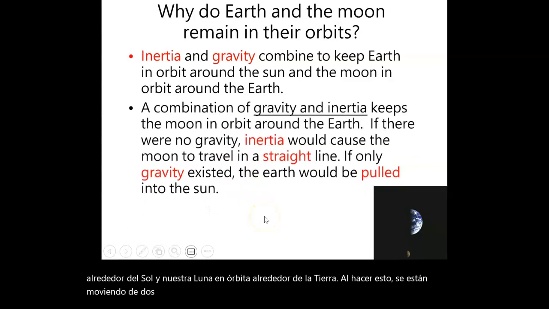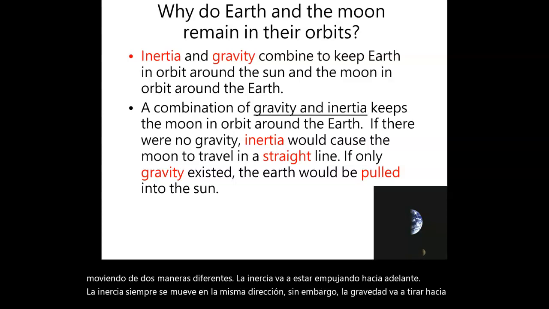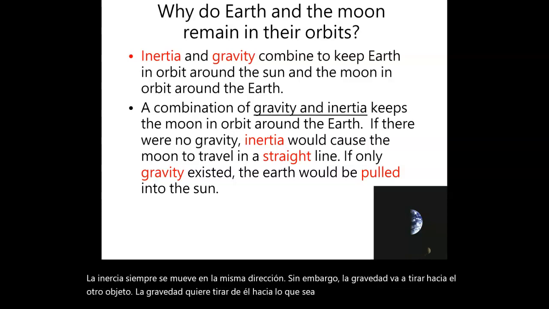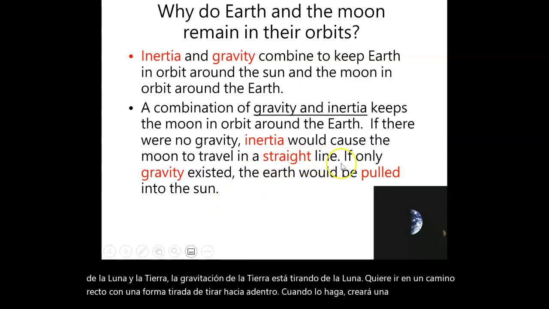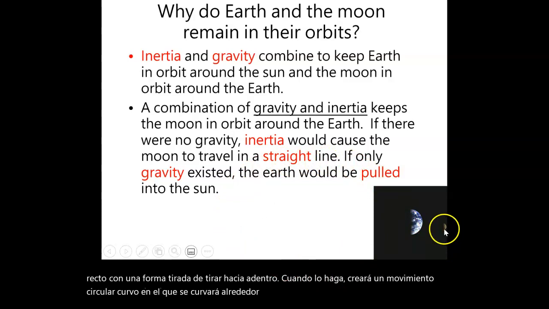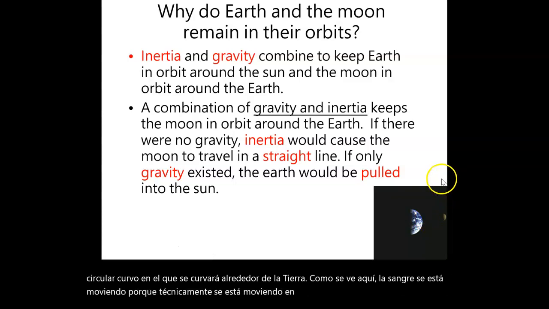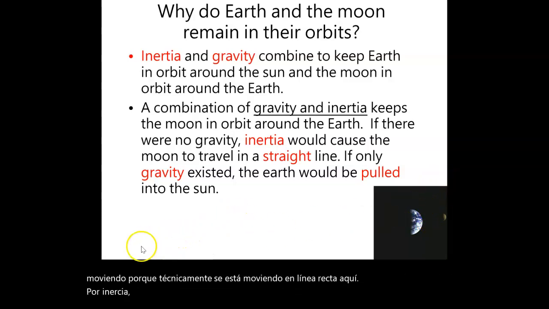Inertia is going to be pushing forward. Inertia always moves in the same direction. However, gravity is going to pull towards the other object. Gravity wants to pull it towards whatever its focal area is. If we're talking about the moon and Earth, the gravitation of the Earth is pulling on the moon. It wants to go in a straight path, but it is being pulled in. When it does that, it's going to create a curved circular motion where it's going to curve around the Earth, as seen below here. This is moving around because it's technically moving in a straight line here, from inertia, but being pulled in because of gravity. Without it, basically it would crash.